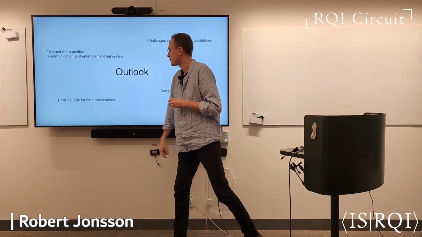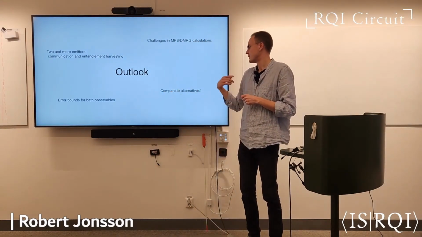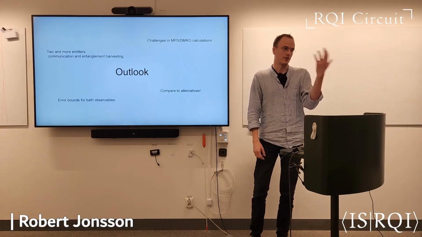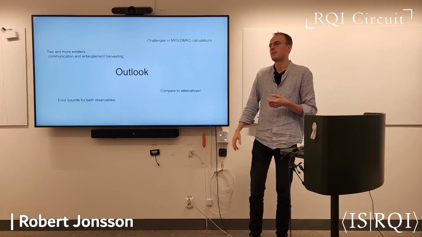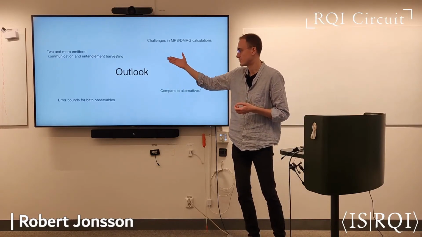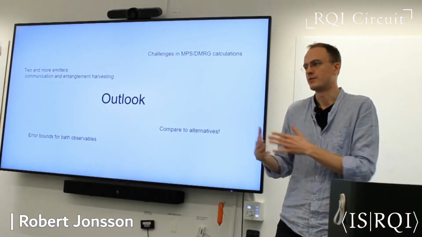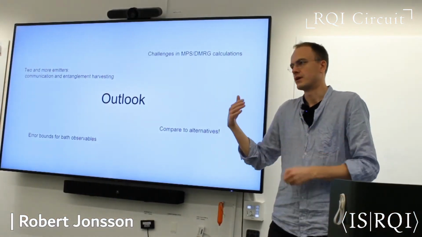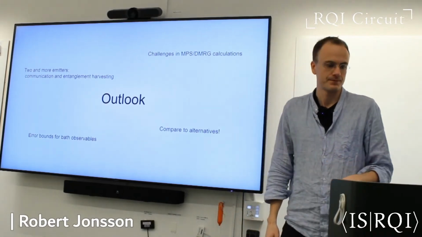I mentioned the error bounds for bath observables, and then of course what's left to be done is to compare this to other alternatives. Quantum optics has many more approaches and methods to offer. And also, for example, this question of the Unruh radiation has of course been treated in certain approaches or works, also analytically non-perturbative already. So there's a lot to benchmark against there.